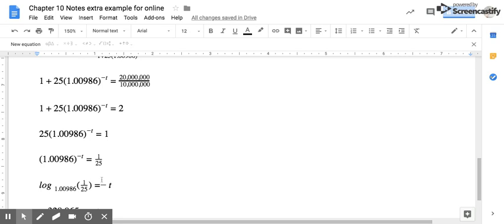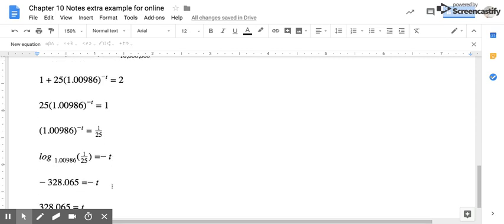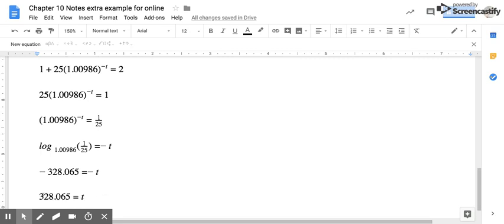Divide by 25. However, at this point, I'm going to need to take the log of the base 1.00986 of 1/25 equals T. I get negative 328.065, which is really positive 328.065. And that is the number of years, how many years it's going to take for the population to reach 10 million.